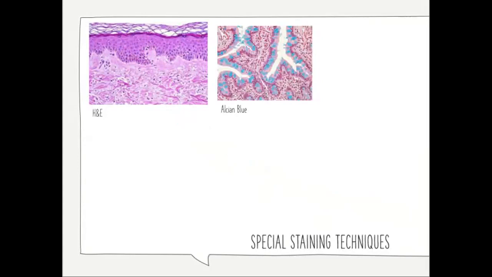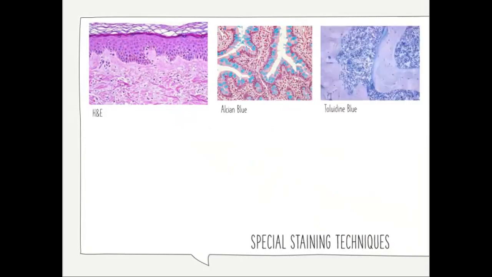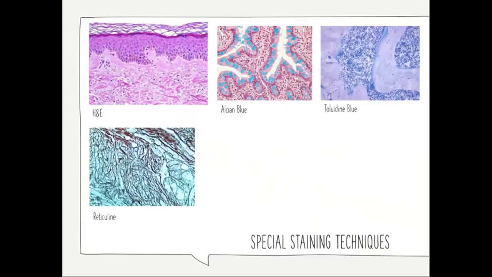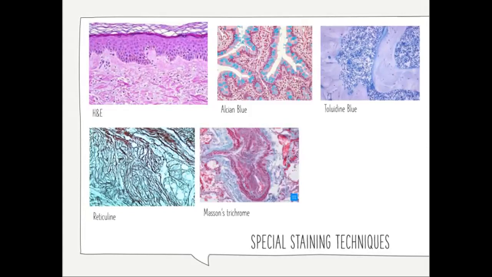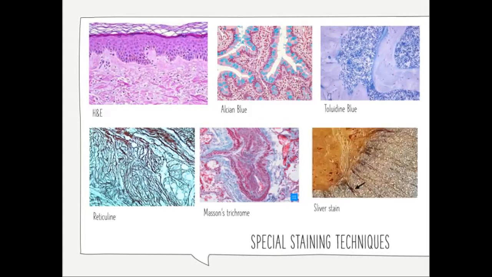Alcian blue stains mucin in blue color. So the mucin producing goblet cells here have stained in blue color. This is toluidine blue stain. Next is reticulin stain. It stains the reticulin fibers in a connective tissue in black color. Masson's trichrome is another special stain which is used on connective tissue, especially for the collagen. So the collagen is stained in blue or green, and the nuclei too. Cytoplasm in this section, muscles and erythrocytes can get stained in red color. And this one is silver stain, which is used to stain cell processes.